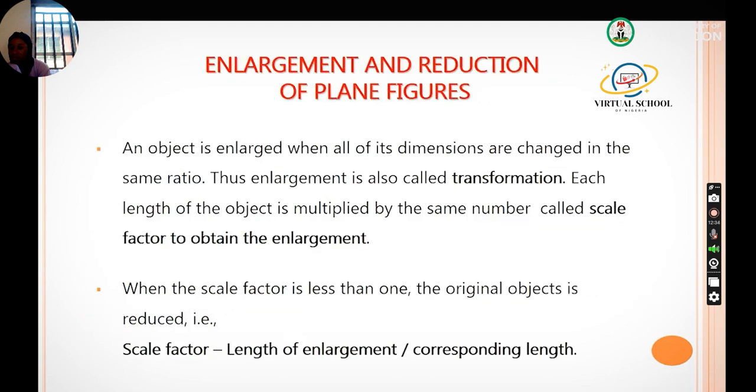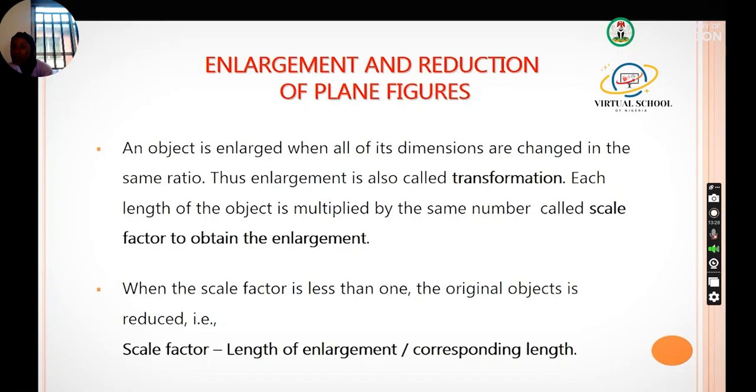Moving forward, how do we enlarge and reduce plane figures? Now, an object is enlarged when all of its dimensions are changed in the same ratio. Thus, the enlargement is also called transformation. Enlargement and reduction are important when you want to design a building plan. Tales has it that back in the days, when architects wanted to design a building plan, they had to get paper as large as the land where the construction was to take place.